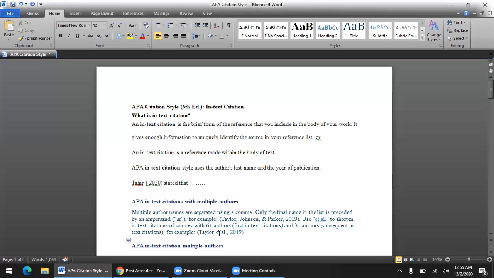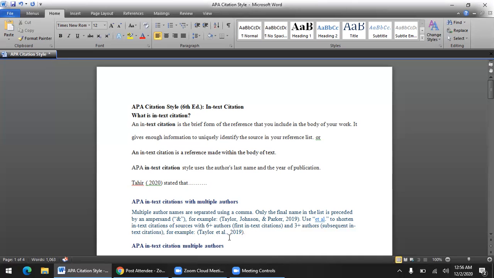Taylor et al. I'm citing the work of this man, and next time, write Taylor, the first name of this group, then et al., followed by a dot and then a comma, then year of publication.